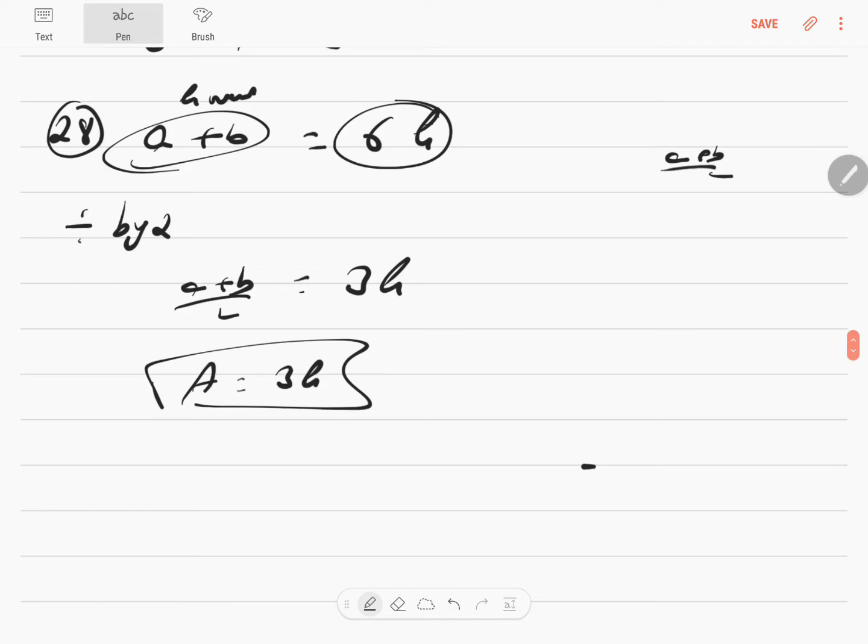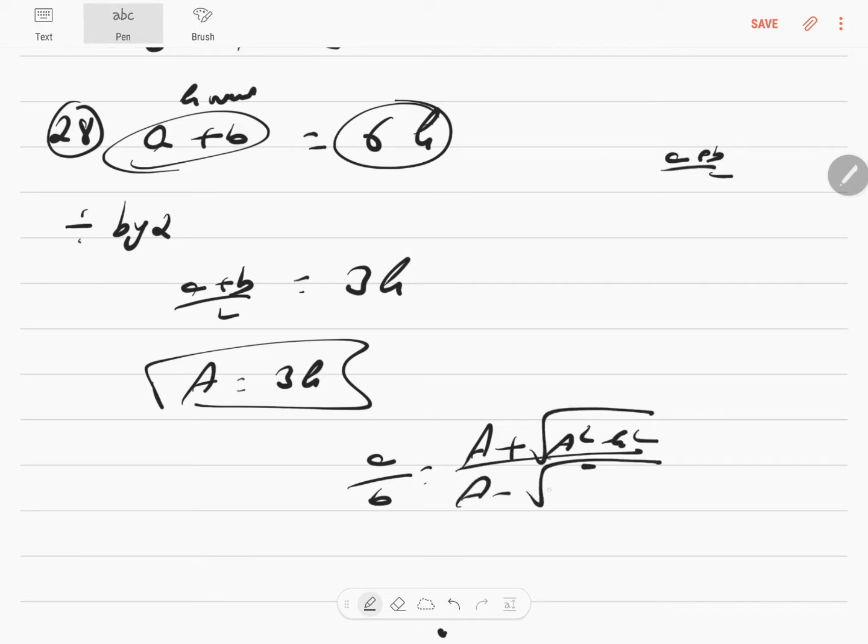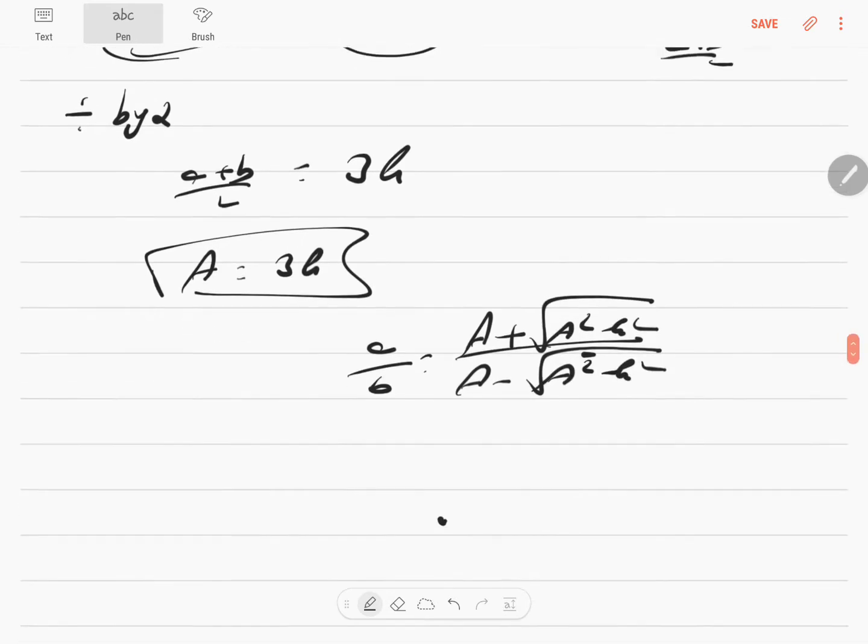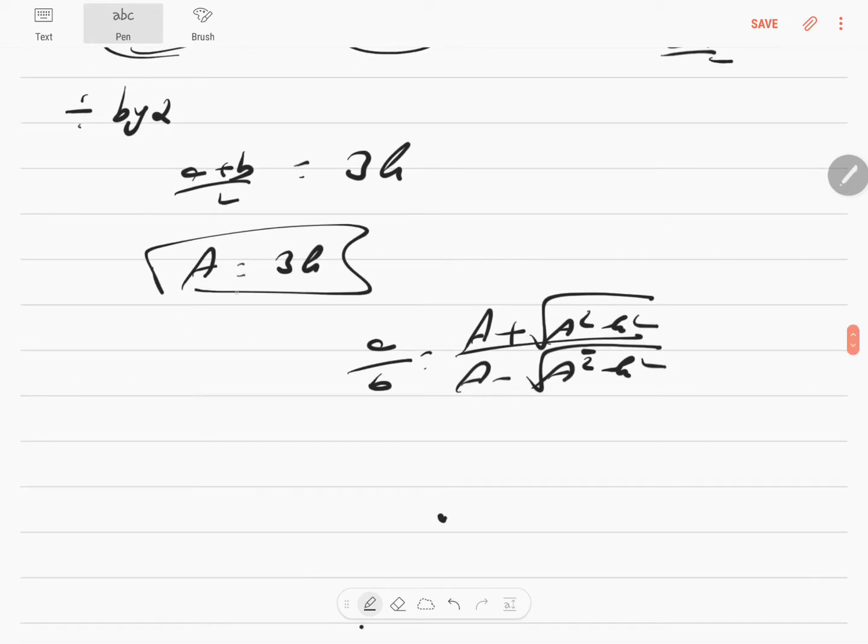This is what I got. So they are asking for the two numbers. The two numbers are nothing but small a and small b, and the ratio of the two numbers, small a by small b, is A plus root of A square minus G square over A minus root of A square minus G square, from that simple derivation. And you know A itself is 3G.